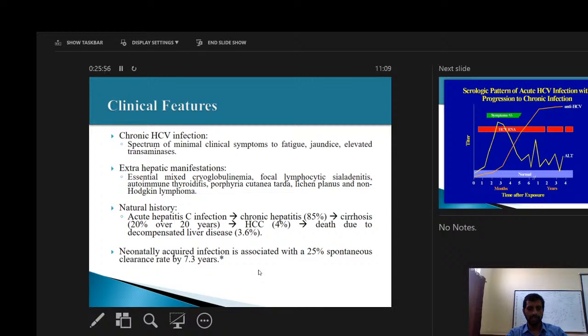Coming to clinical features, you already see the symptoms of hepatitis, that is fatigue, jaundice, elevated transaminases, anorexia, nausea, vomiting, the usual routine symptoms of liver disease.